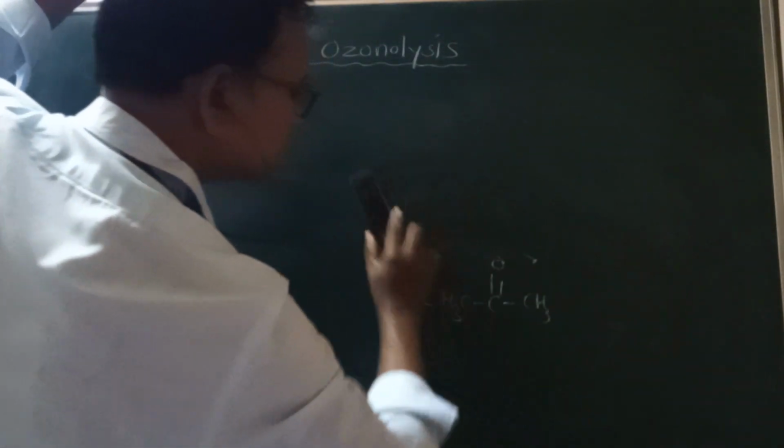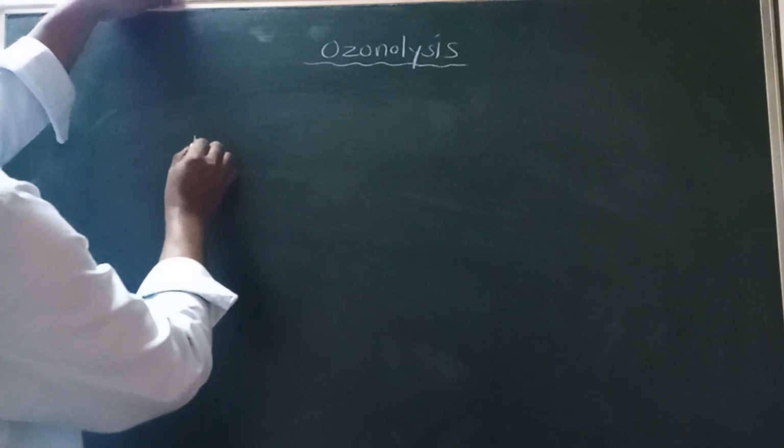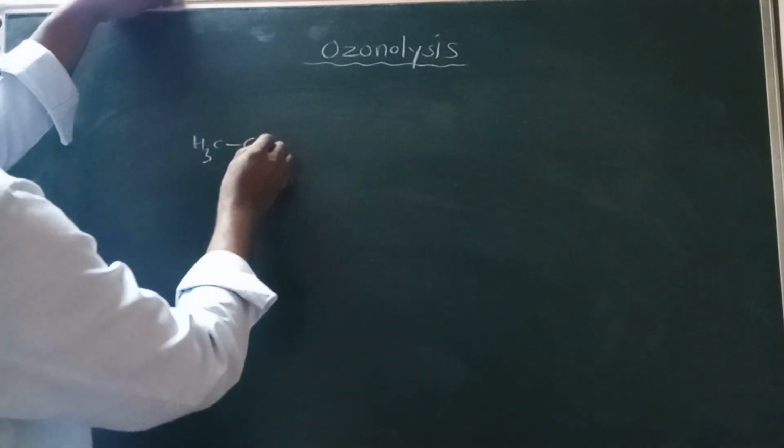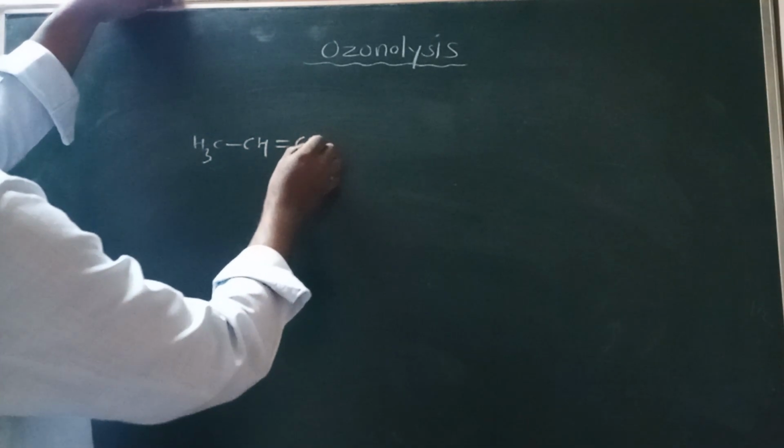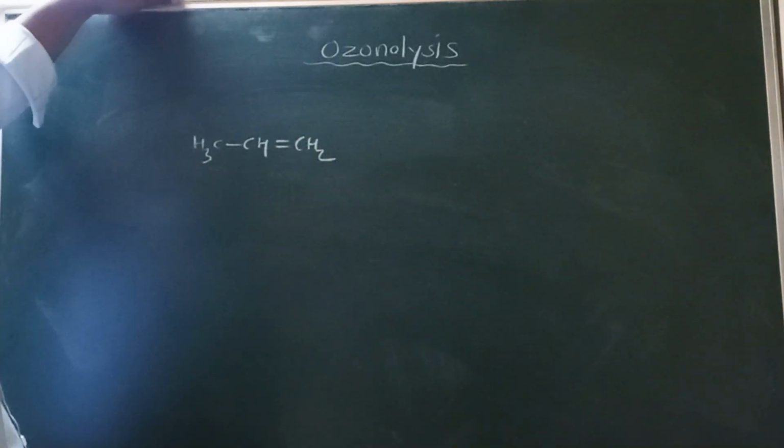Let's have one more example. I'm taking the same alkene, CH3, then CH, then double bond CH2. It's propene.